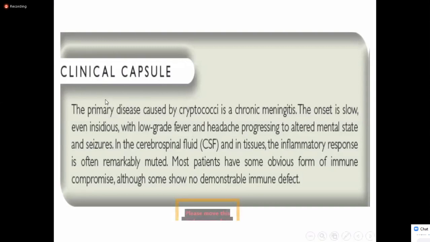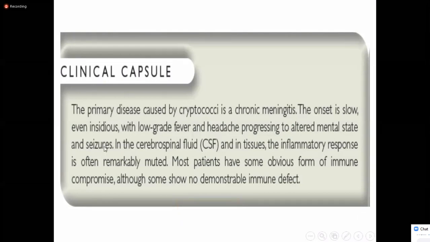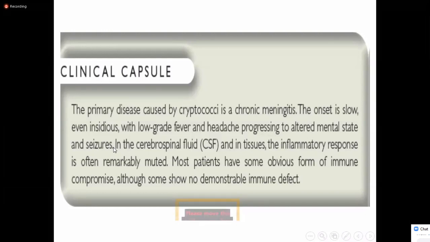Clinically, the primary disease of Cryptococcus can cause chronic meningitis. Remember the words chronic meningitis. That is to say, a slow, insidious course. The patient develops low-grade fever, headache, and then progresses to altered mental state and seizure. Sometimes, as a result of the altered mental state, the patient is suspected to have a psychological abnormality, psychosis, and the patient appears almost like a madman.